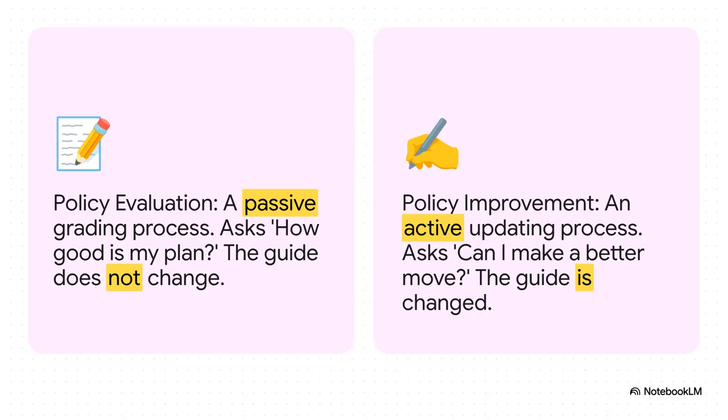So let's just make this crystal clear. The two steps are very different. Policy evaluation is a passive step. You're just doing the math, you're grading your plan. You don't actually change the driving guide at all. But policy improvement, that's an active step. That's when you're actually taking action and changing the instructions in the guide to make it better.